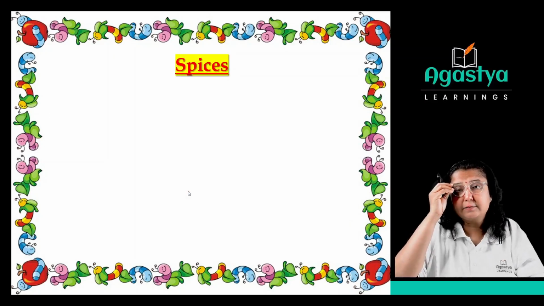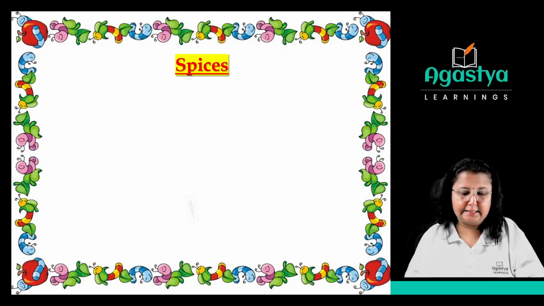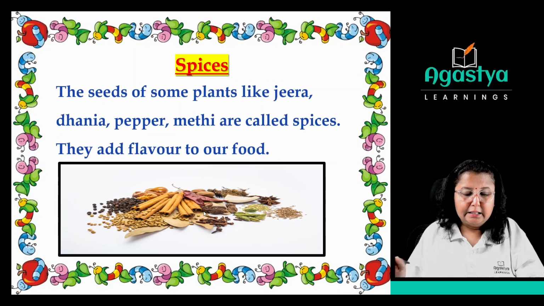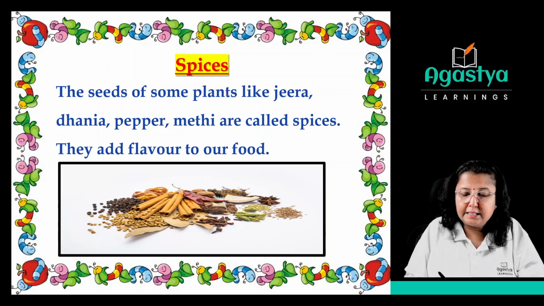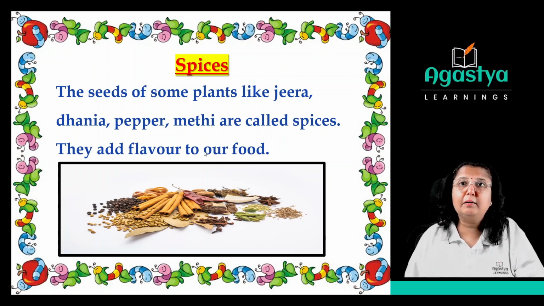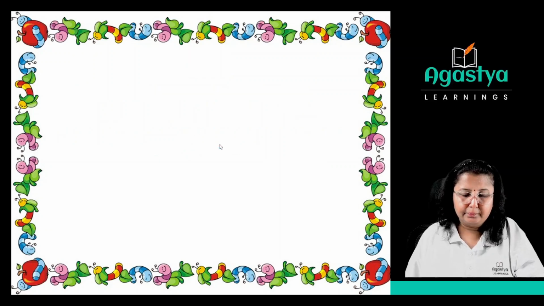Next about our spices. So here we can see different types of spices. The seeds of some plants like jeera, dhania, pepper or methi are called spices. They add flavor to our food, so they bring taste to our food.